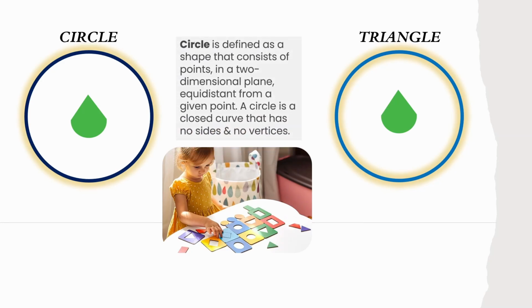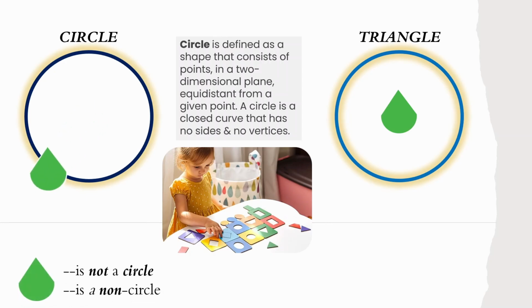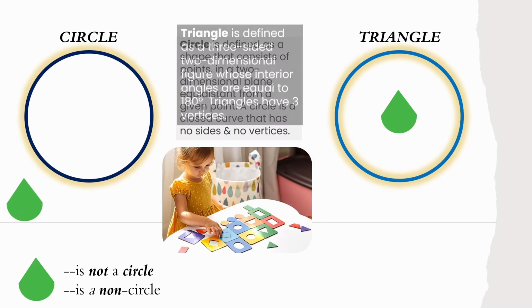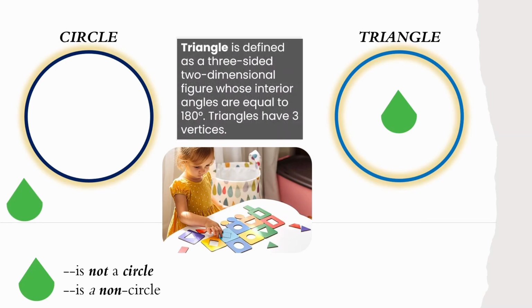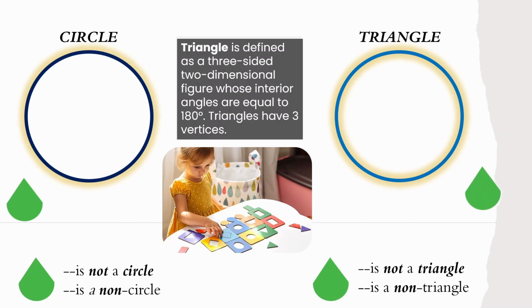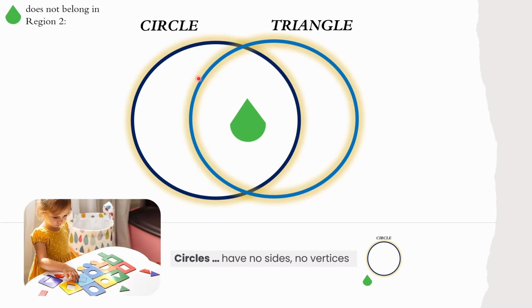Okay, so again, it's based on the definition of a circle and the definition of triangle that we're making this determination that this item here doesn't qualify as a circle, and it's a non-circle, and so it belongs outside of the class of circles, and it doesn't satisfy the definition of triangle, so it's not a triangle, it's a non-triangle, so it belongs outside of the class of triangles. Okay, so going back to our attempt at putting this shape into a Venn diagram, now it's maybe easier to see why this little shape does not belong in region 2 on a Venn diagram.